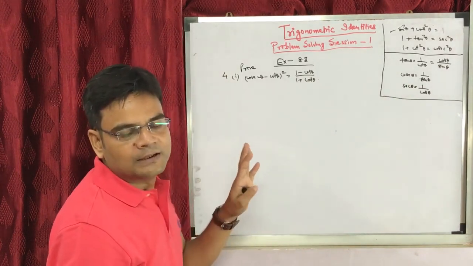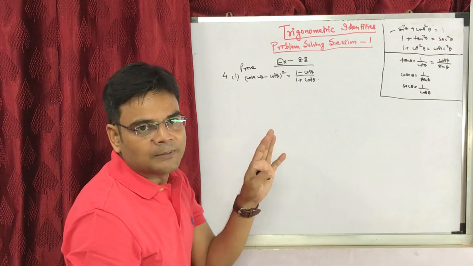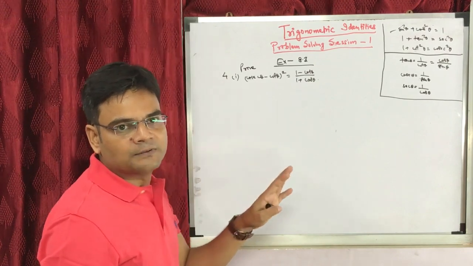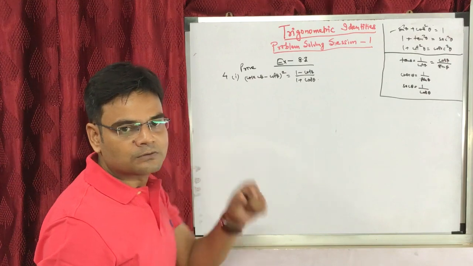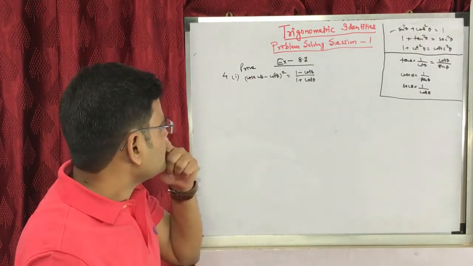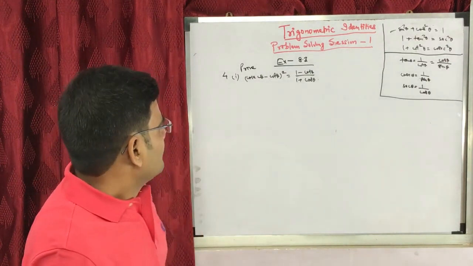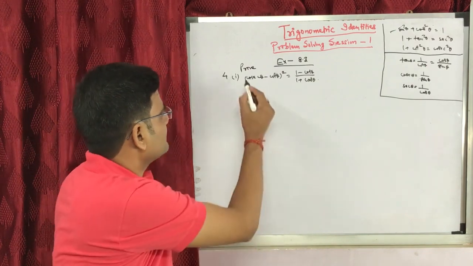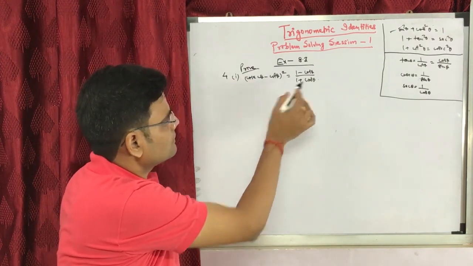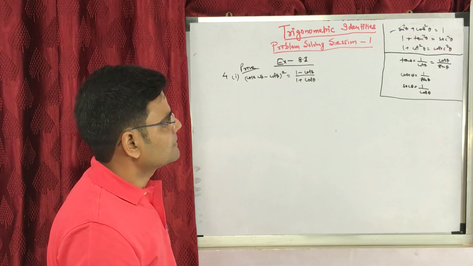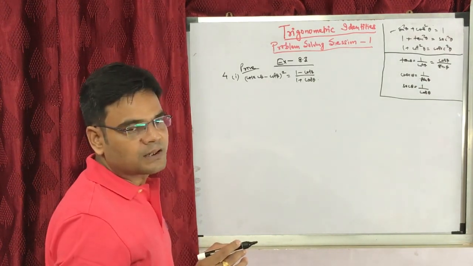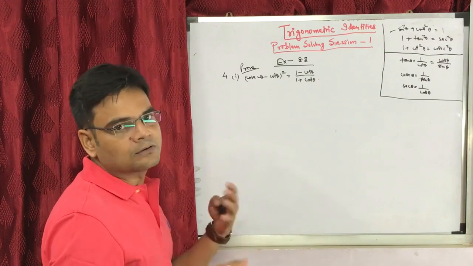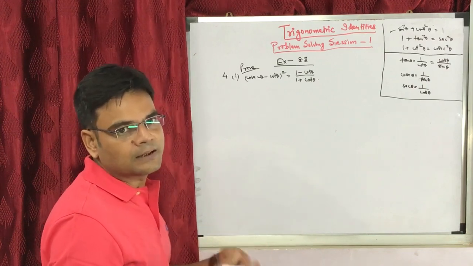I have dealt with everything in the previous sessions. You can refer back to the previous sessions, I have made videos on those. So let's start resolving this. The first one is (cosec theta minus cot theta) whole square is 1 minus cos theta by 1 plus cos theta. I also told in my earlier sessions to try to break into sine and cos.